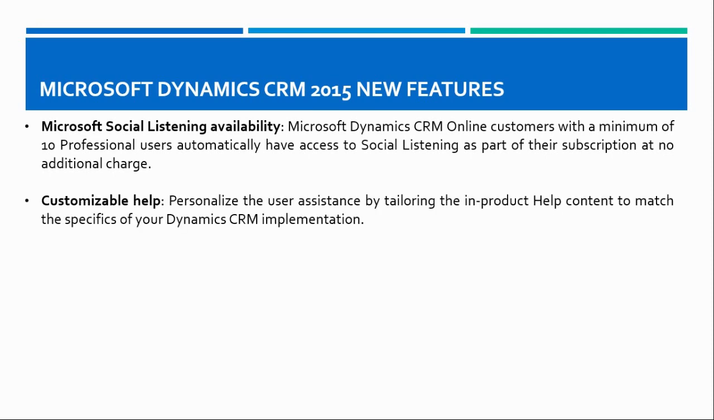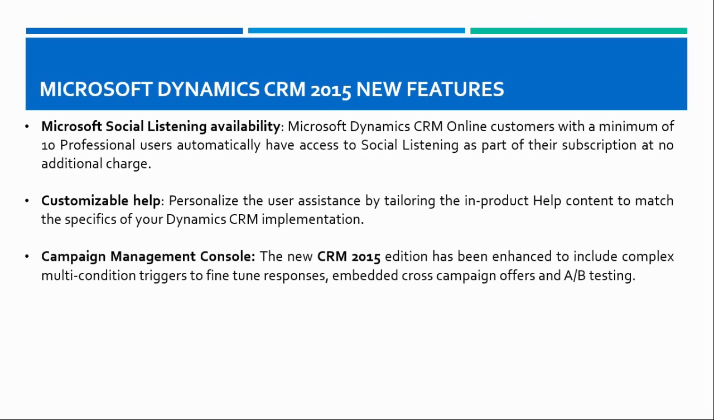You can also add customizable help, personalizing the user assistance by tailoring the in-product help content to match the specifics of your Dynamics CRM implementation. Now you also have a campaign management console. The new CRM 2015 edition has been announced to include complex multi-condition triggers to fine-tune the responses, embedded cross campaigns, and offer alpha or beta testing. So these are a few of the new features that were added in Microsoft Dynamics CRM 2015.